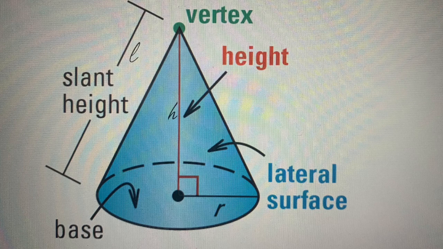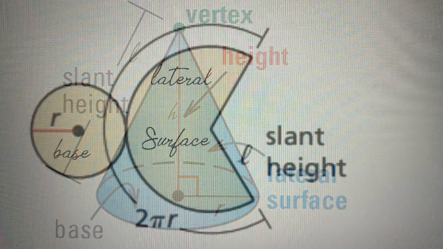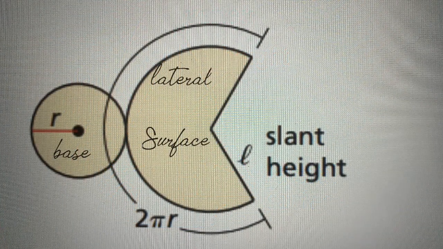Now, what about the lateral surface? Well, the lateral surface of a cone is all of the segments that connect the vertex with the points on the edge of the base. If we were to cut along the slant height and lay the right cone flat, you're going to see this net, okay? In the net, the circular base has an area of pi r squared, and the lateral surface is a sector of the circle.